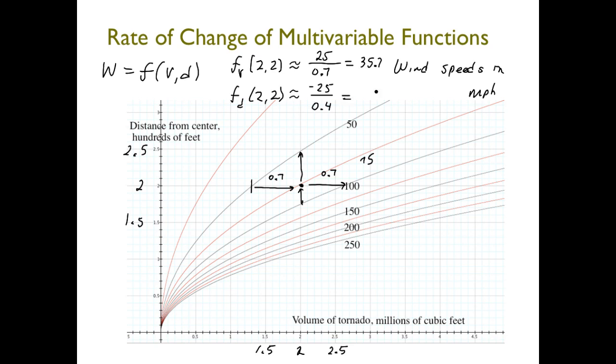And that is? Negative 62. What's negative 25 divided by 0.4? The units on that are miles per hour per 100 feet. Miles per hour per change of 100 feet.